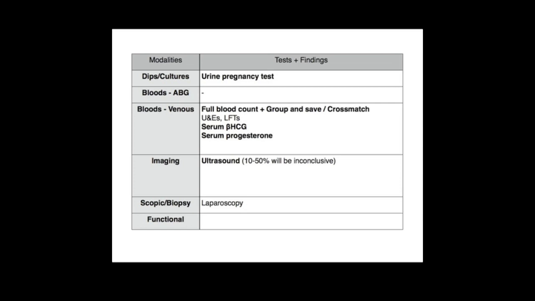The most important test, probably apart from obviously a urine pregnancy test, is an ultrasound. However, while many ectopics will appear on ultrasound, 10 to 50% of ultrasound scans will be inconclusive, i.e. they will be unable to distinguish between an ectopic being present and an ectopic not being present. If we consider scopic or biopsy techniques, laparoscopy may be used both for diagnosis and also for treatment.